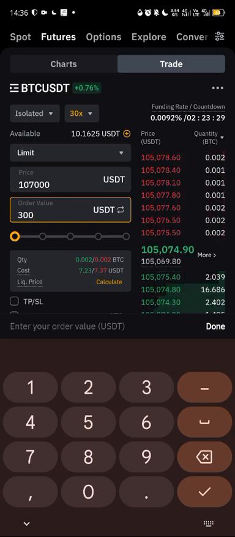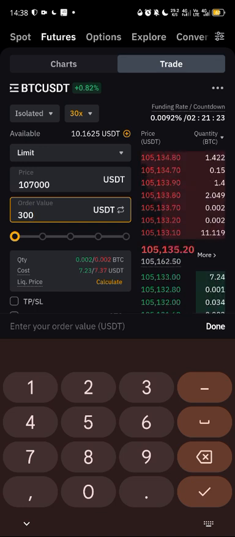Let me come again. The price above is the price which is set as your limit order, which is $107,000. Okay, sorry, there was an interruption. So as I was saying earlier, $107,000 is the value which I call the limit order, the entry price for BTC. Don't forget, I'm predicting that BTC should come down.